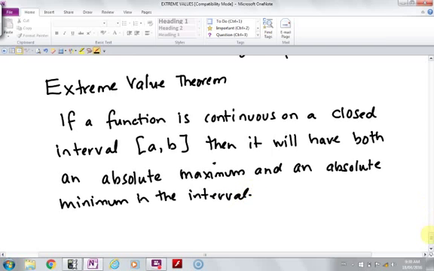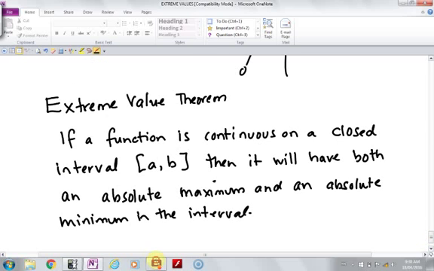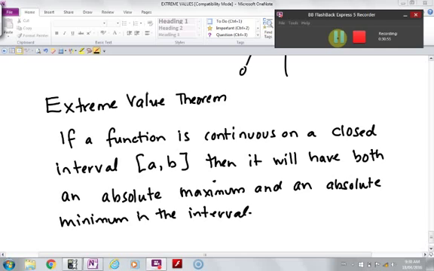Okay, so why must it have both in the interval? It's closed, and so we are looking at not only the critical values, but also the endpoints, okay? And so the endpoints are going to define for us possible absolute maxes and mins, as well as any critical values.